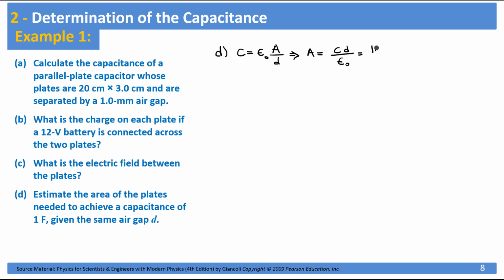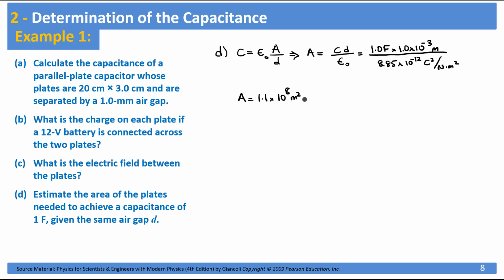So we will have 1 farad times 1 times 10 to the minus 3 meters. This is our D, and we need to divide this by 8.85 times 10 to the minus 12 coulomb squared per newton meter squared. So if you plug in these values in a calculator, you are going to find the area to be 1.1 times 10 to the 8 meter squared.